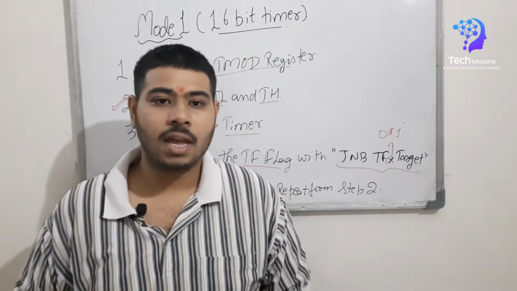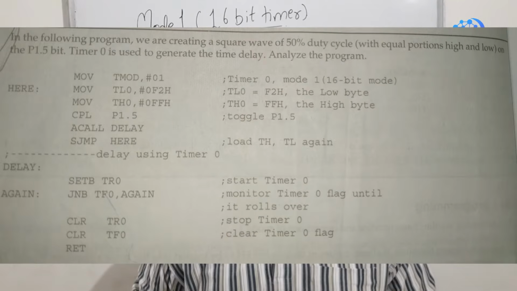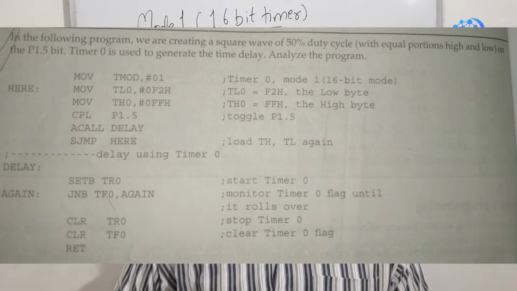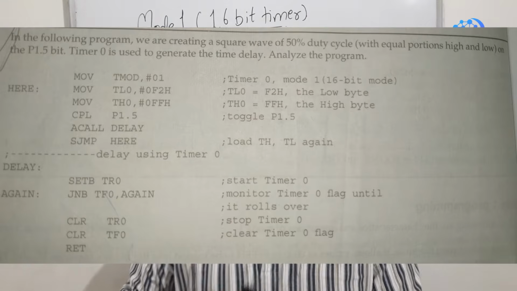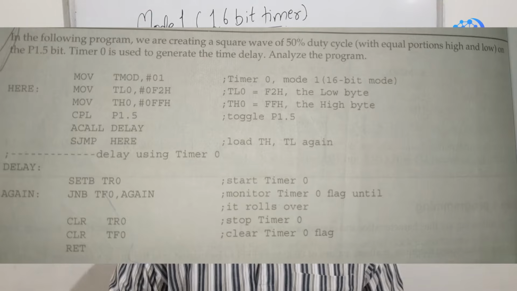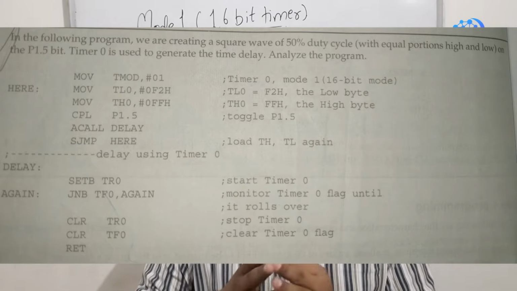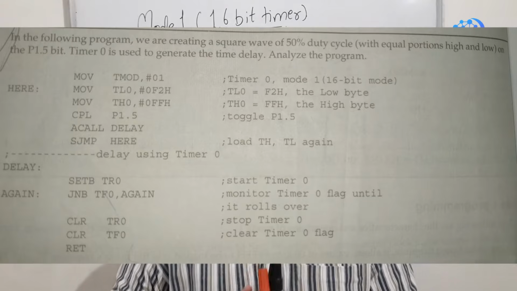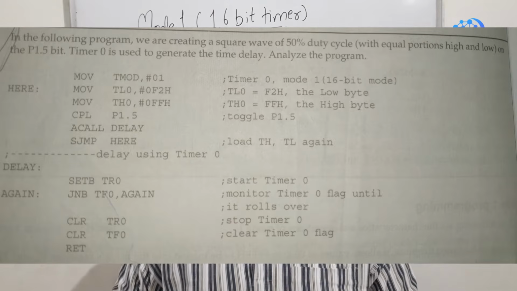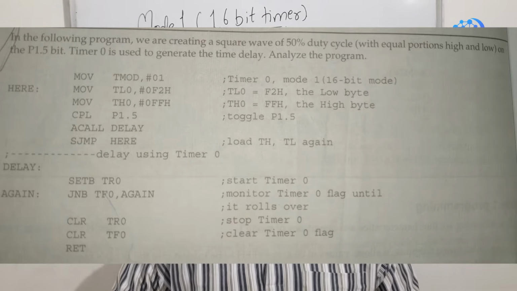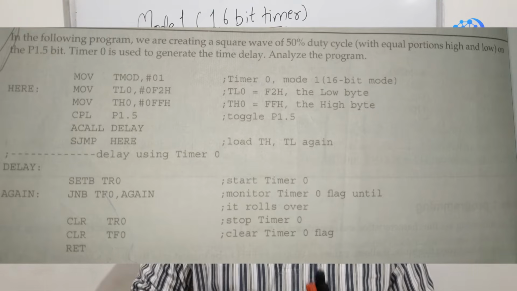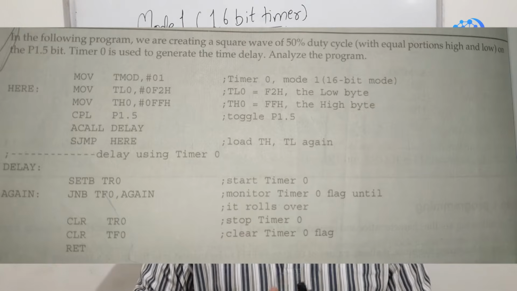On your screen, there is a small program where we have generated a square wave of 50% duty cycle on port 1.5. Here timer 0 is used to generate a delay. Let's analyze the program and see what steps we have used. First, we loaded the TMOD register and specified that we use timer 0. After that, TL and TH are loaded with the initial values. Then we toggled port 1.5 for our square wave.